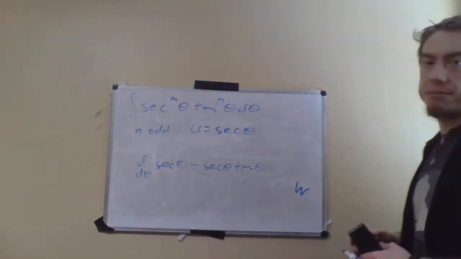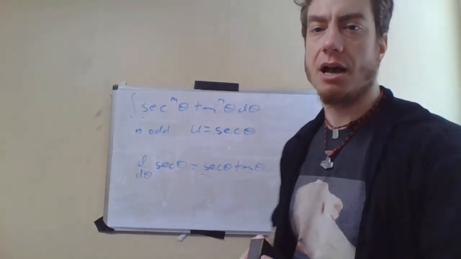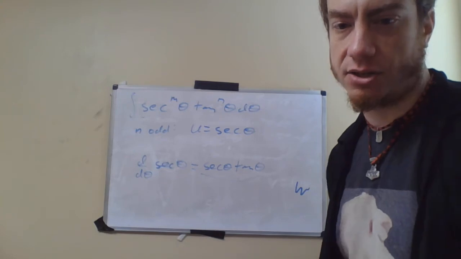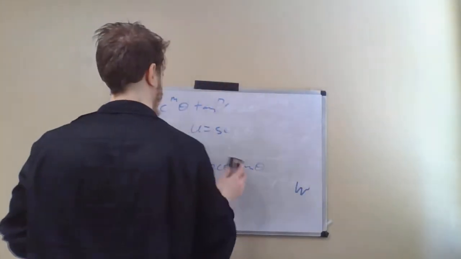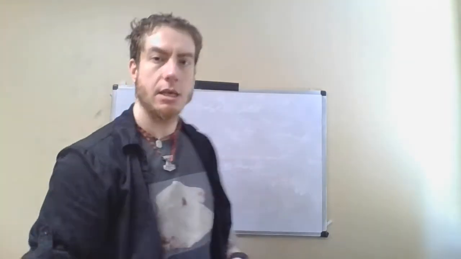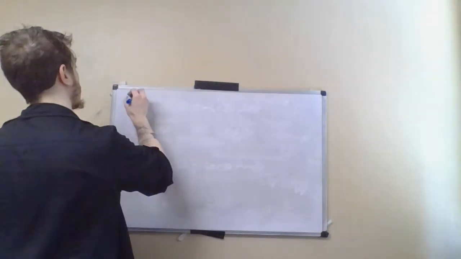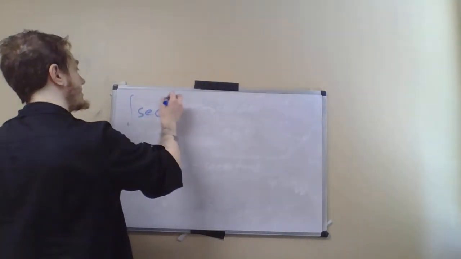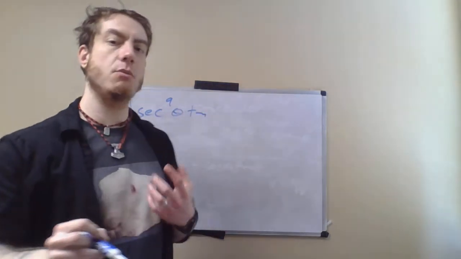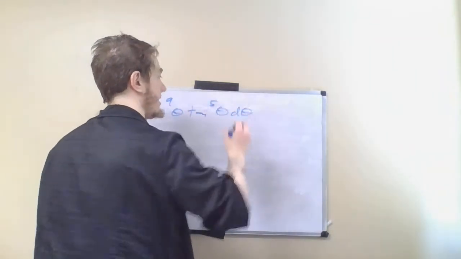So let's take a look at some actual examples of this, because I think it becomes much clearer what I'm actually talking about when we see these kinds of things. So let's suppose that I want to do the integral of secant to the 9th theta times tangent to the 5th theta d theta.